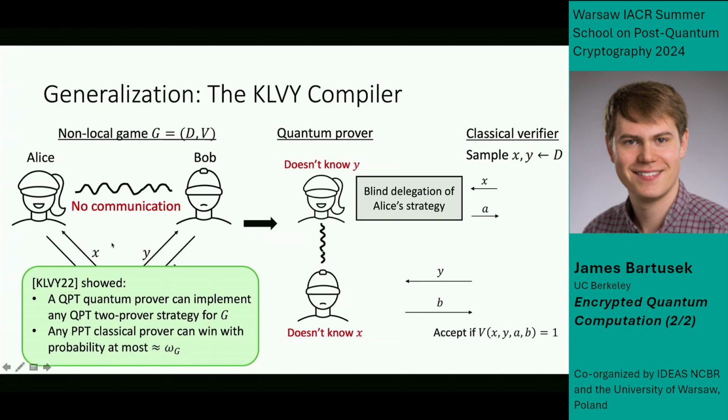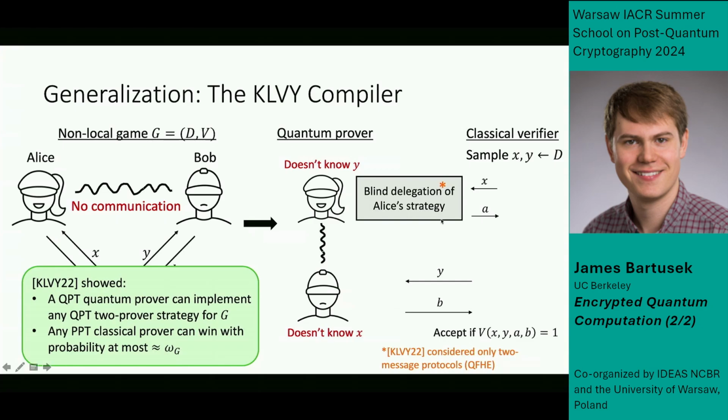Basically what's happening is that this no communication assumption is being replaced by, on the one hand, Alice not knowing what Y is because she has to act first before the prover receives Y. And on the other hand, Bob not knowing what X is due to the blindness of this delegation protocol. So on one side, this no communication assumption is being replaced by a computational assumption. But this is how we can compile it to just a single prover setting.